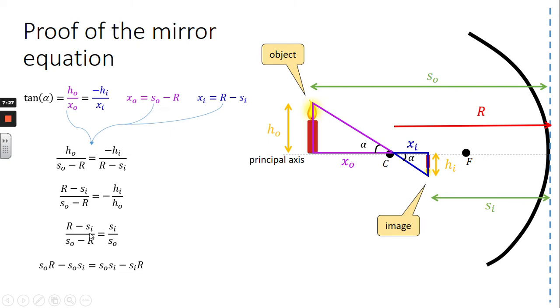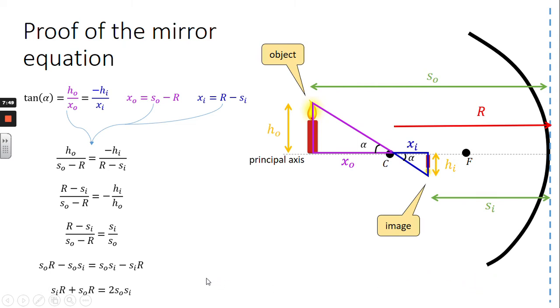Multiply SO over to the numerator on the left, multiply SO minus R over to the numerator on the right, and you end up with the equation you see below there, that SO times R minus SO times SI is equal to SO times SI minus SI over R. Whew, we're almost there, folks.